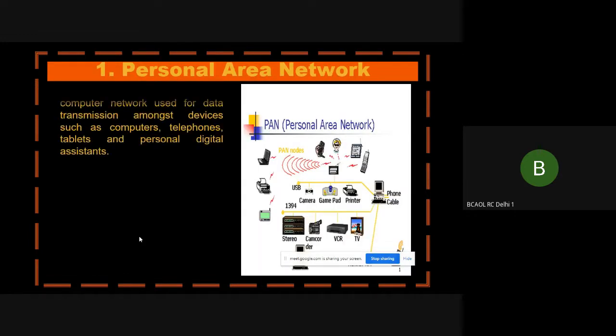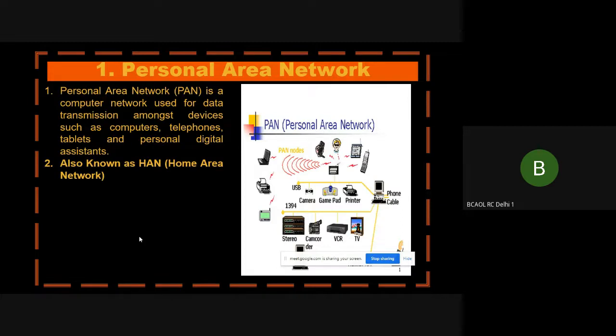So this is a personal area network. Can you see that? A personal area network is a computer network used for data transmission among devices such as computers, telephones, tablets, and personal digital assistants. So you can transfer data from a computer to tablets, personal digital assistants, or your mobiles. That is basically in my home, my devices connected. It is also known as HAN, home area network.